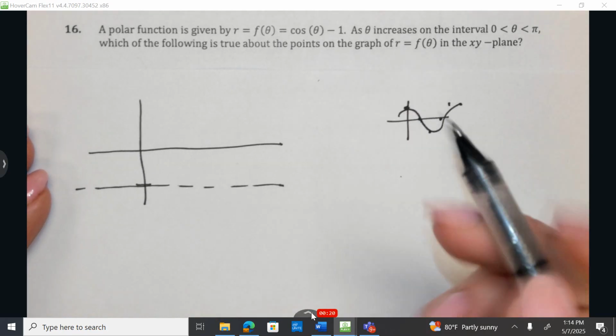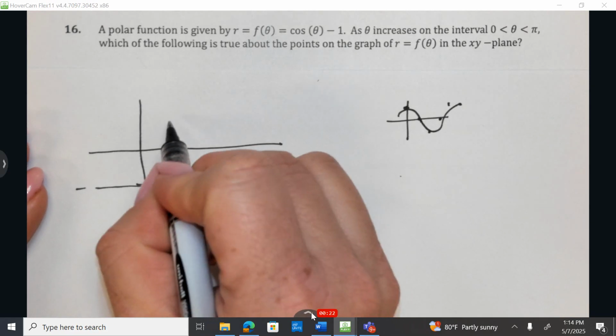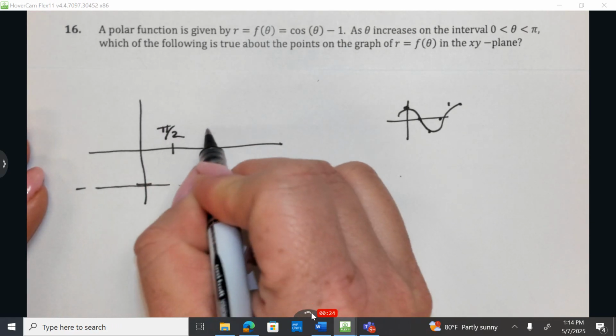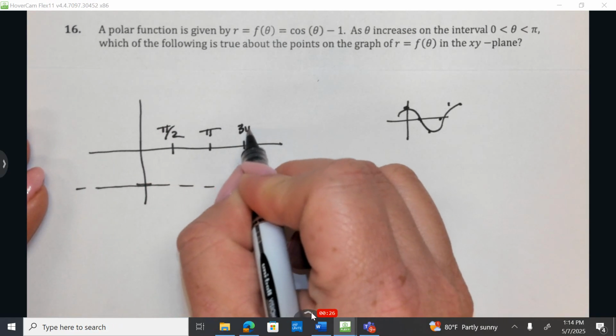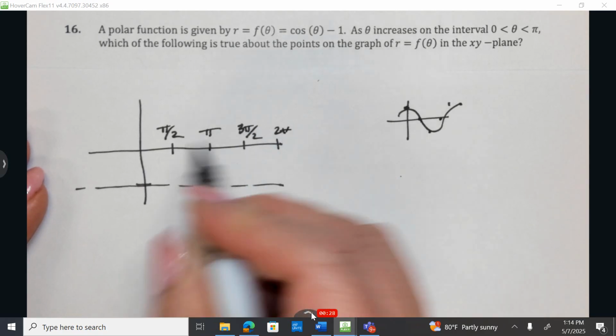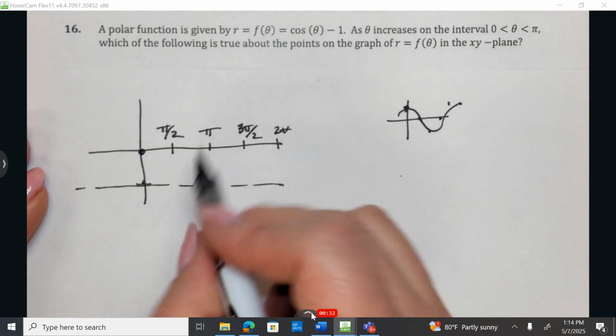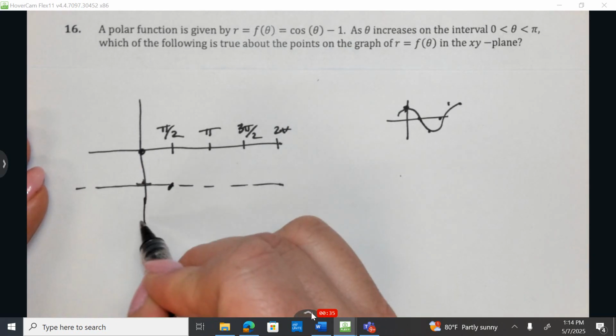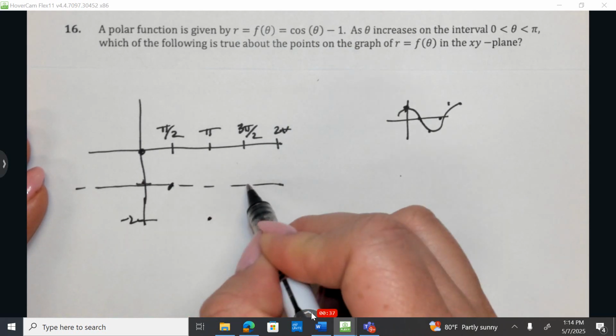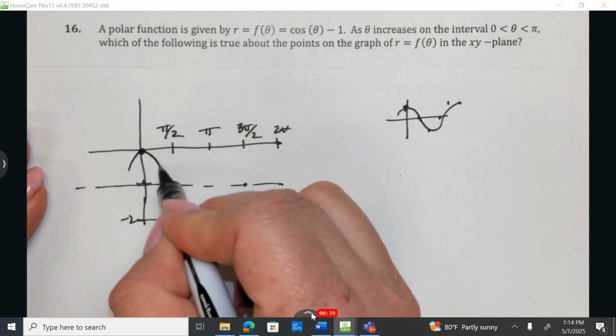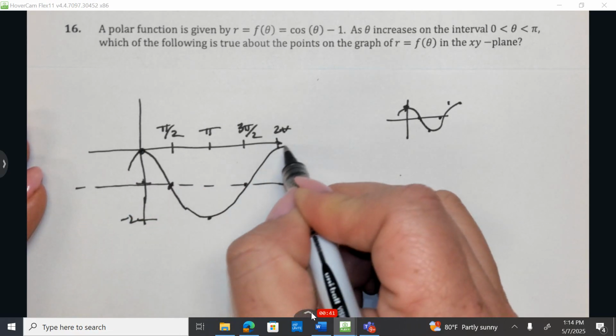I'm going to do the same thing by dropping it down 1. Remember, we have these 4 steps: pi over 2, pi, 3 pi over 2, and 2 pi. So it would start up top. 1 above would be right here. Remember, everything's been translated down 1. The midline, down here to -2, back to the midline, and back up top. So it is looking like this.